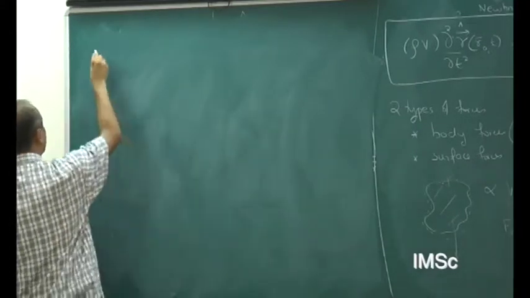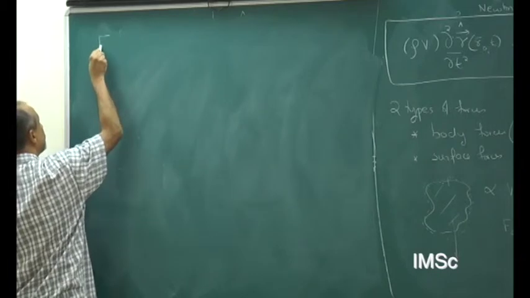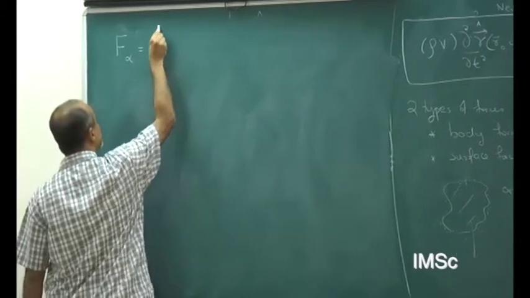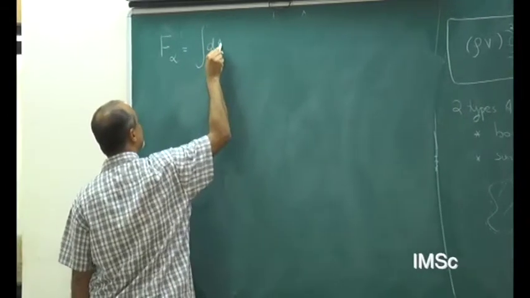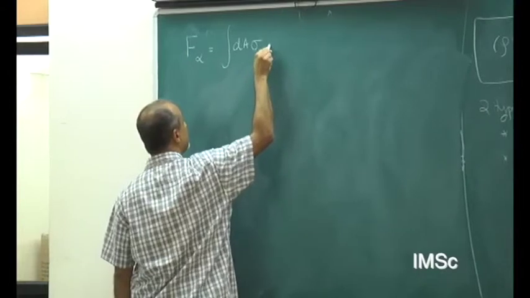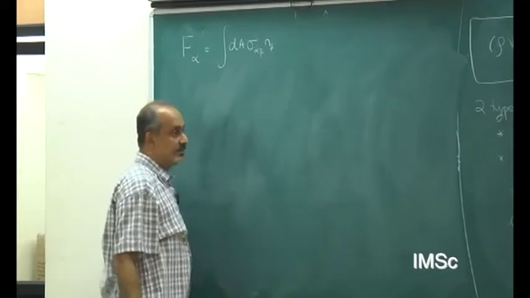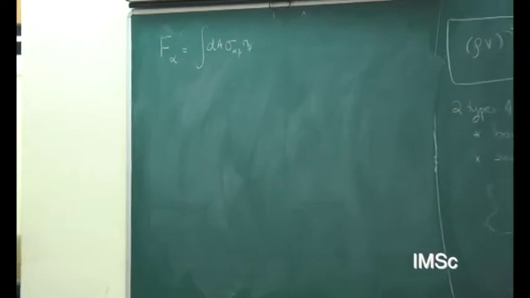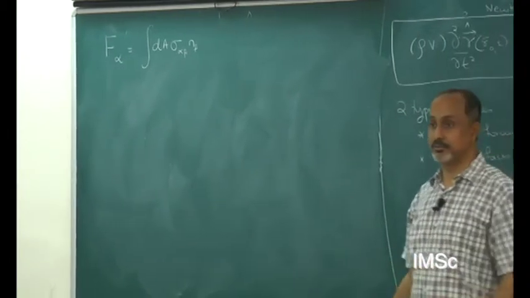So the total force acting on the surface, F alpha, is obtained by integrating over the whole surface, dA, of sigma alpha beta n beta. So this was just one little surface element dA. If I integrate this over the whole surface, I will find the total force acting upon it.